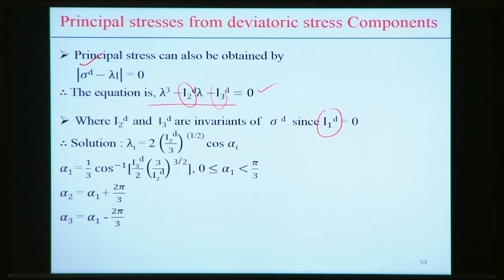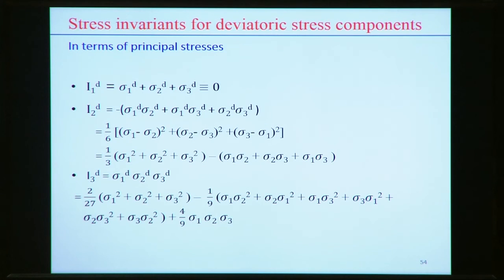Then this cubic equation can be solved straightforwardly. Suppose lambda is the root of the equation, then we can find directly that lambda i equals 2 times the second deviatoric invariant to the power half, times cos alpha i. Alpha 1, alpha 2, alpha 3 are also defined here. This formulation can be used for further analysis if alpha 1 lies between 0 and pi by 3. If it is out of this range, we cannot use this formula to find the roots. In that case, we need to find the roots of the equation in the conventional way.